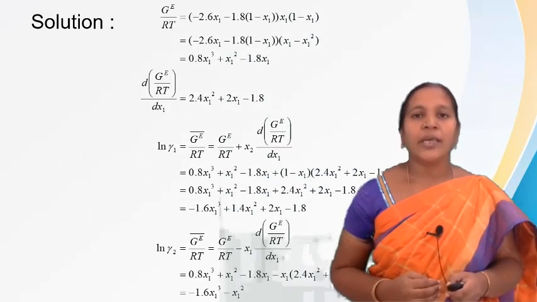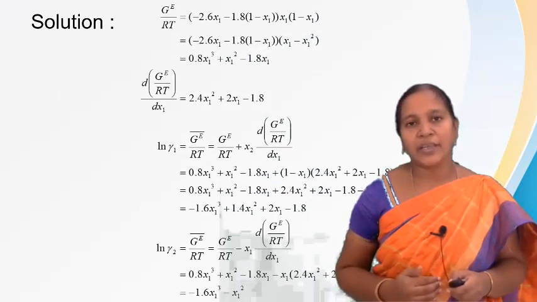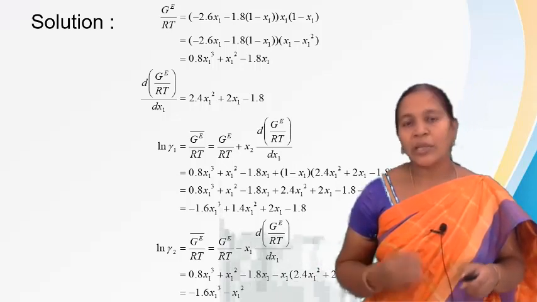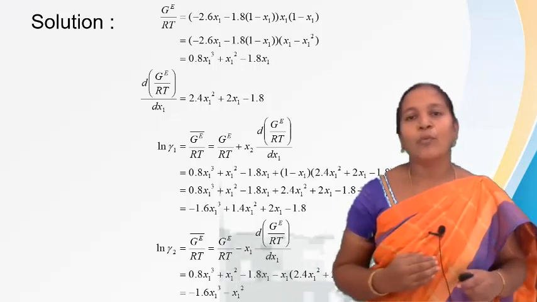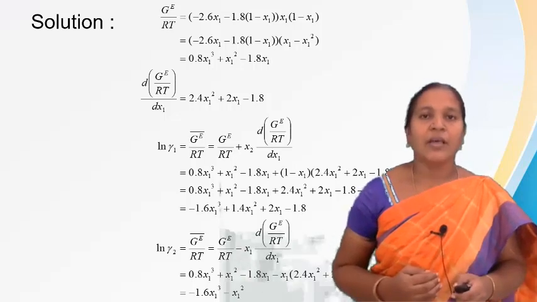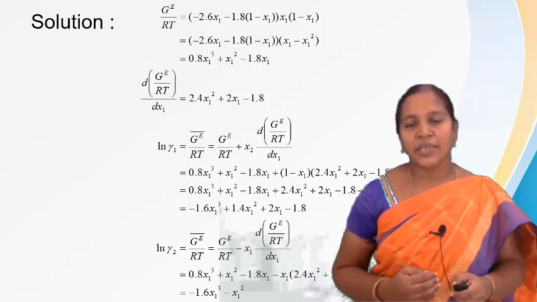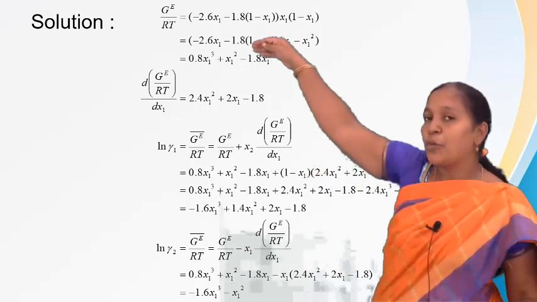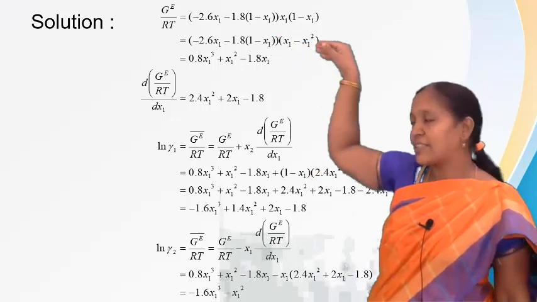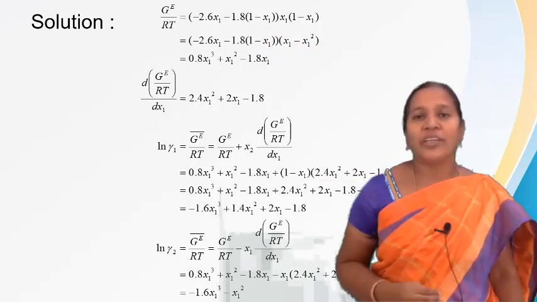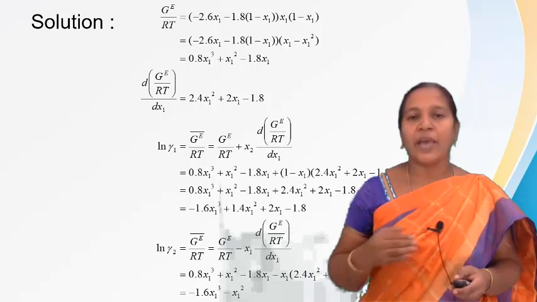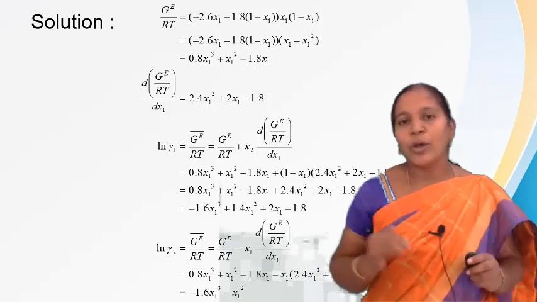Now coming to the solution. Here the given expression G^E/RT is converted into x1 terms. So replace x2 with 1 minus x1 and simplify the G^E/RT expression. Then we will get 0.8 x1 cubed plus x1 squared minus 1.8 x1. Then differentiate G^E/RT with respect to x1.